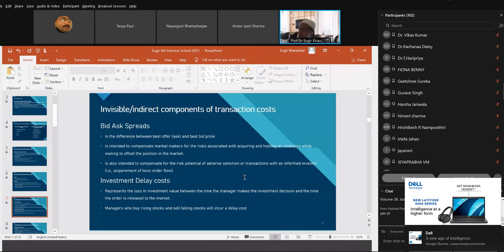It is also intended to compensate for the risk potential of adverse selection or transaction with an informed investor. Spread represents the round-trip cost of transacting for a small order, for example, a 100-share lot, but does not accurately represent the round-trip cost of transacting blocks, for example, 10,000 shares.